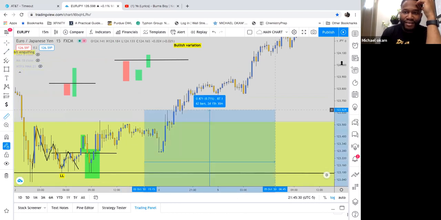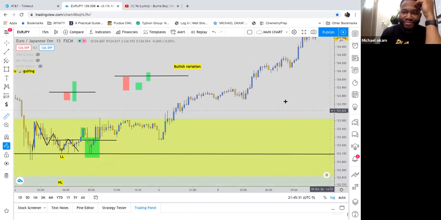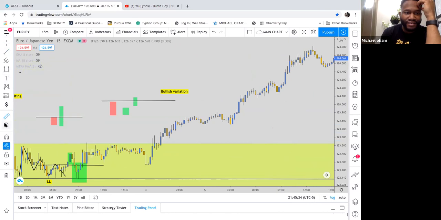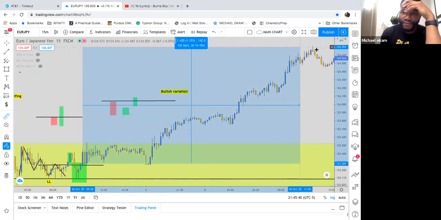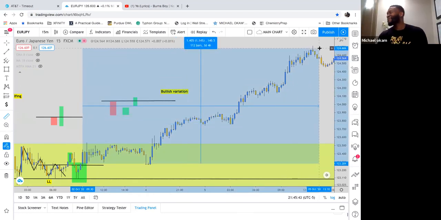Now look where this market went. Look at this, y'all. Just with this simple concept. It went to the moon. This is 140, 138, 40 pips, y'all.